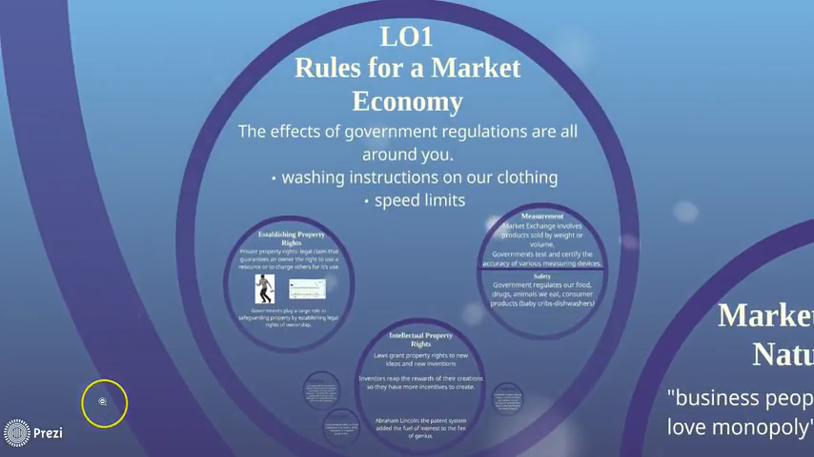Rules for a market economy. We are in a market economy. It's not pure, but it's still a market economy. The effects of government regulations are all around you. Government required labels that provide washing instructions are stitched into your clothing. The condition of your vehicle you drive is regulated by the government. Some states regulate that tougher than others. Government also regulates how fast you drive and prohibits you from driving under the influence of alcohol. Government has an influence on many aspects of your life as well as on the economy.